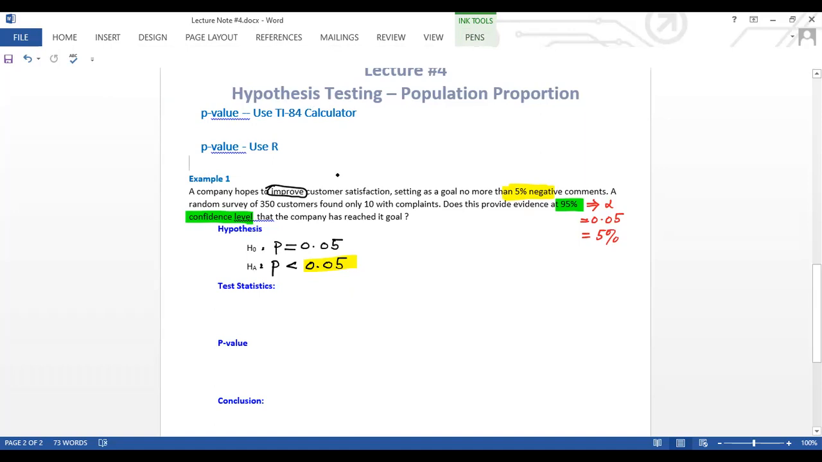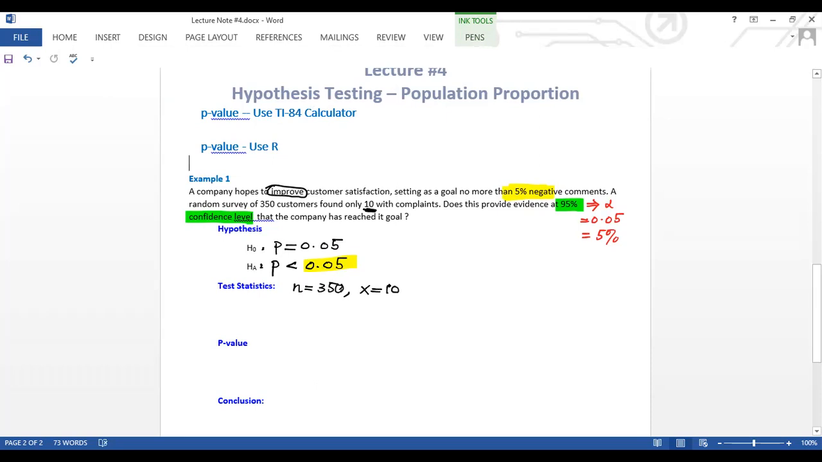Okay, let's take a look at our test statistic here. First, let's write down what we have. The problem gave me how many people I surveyed? 350, correct? Okay, good, 350. And how many said they have a complaint? 10. So what is 10? It's x, right? x equals 10.